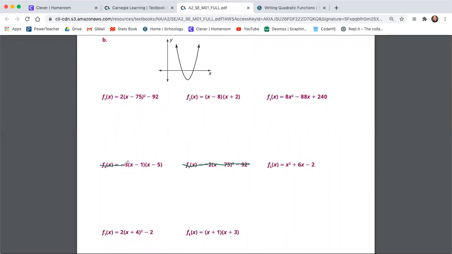Can't be this. Function 4, we don't want negative coefficients this time, and it looks like those are the only two with negative a values. All right, so let's go through each function individually now.